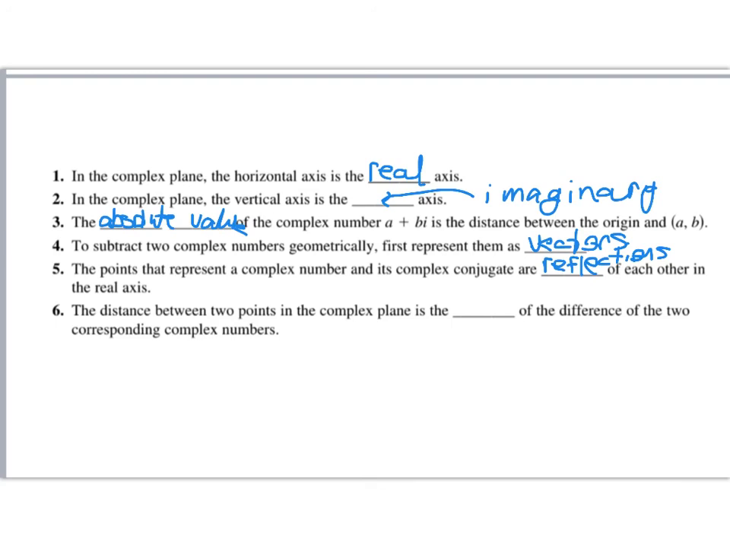The distance between two points in the complex plane is the modulus of the difference of the two corresponding complex numbers. Okay, you're done.